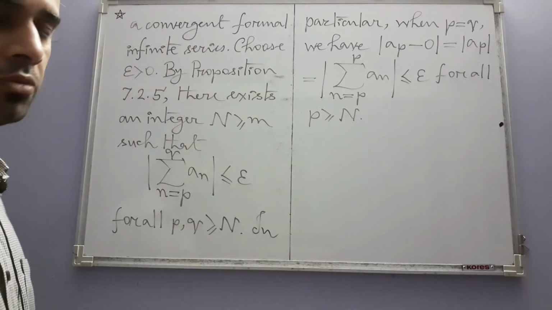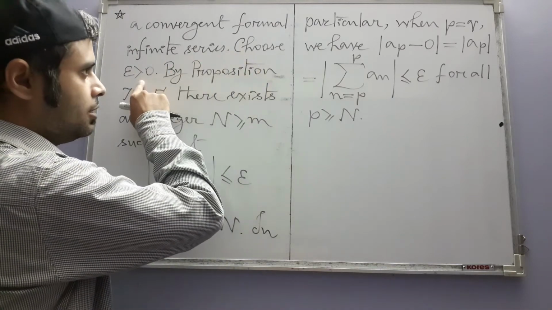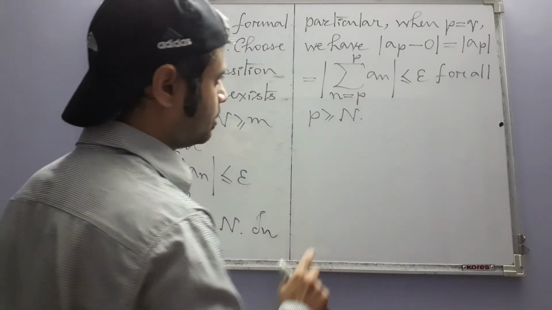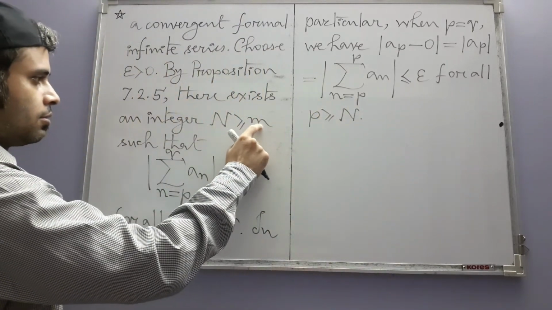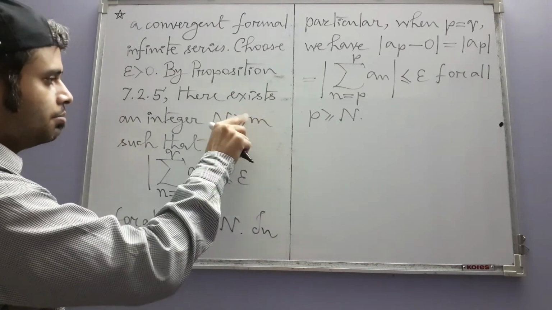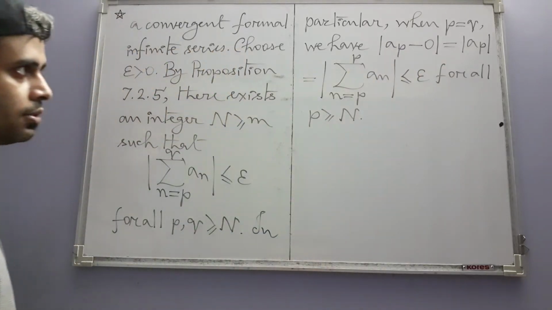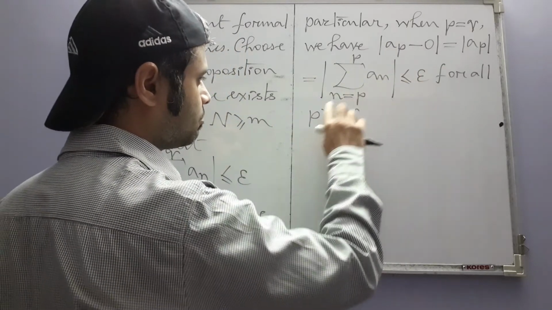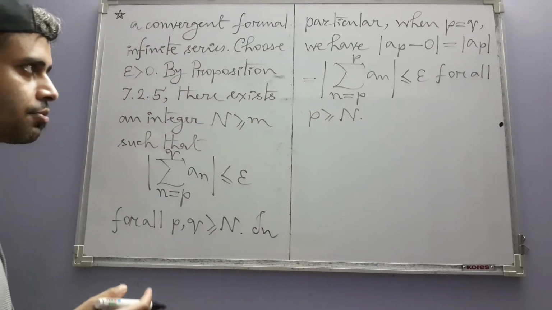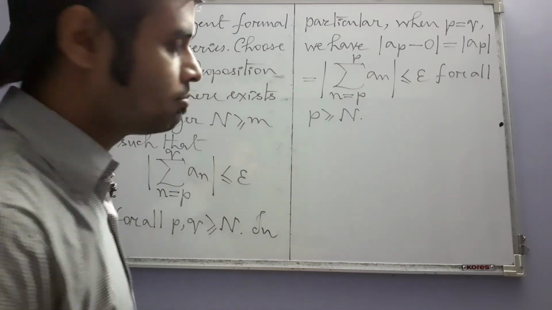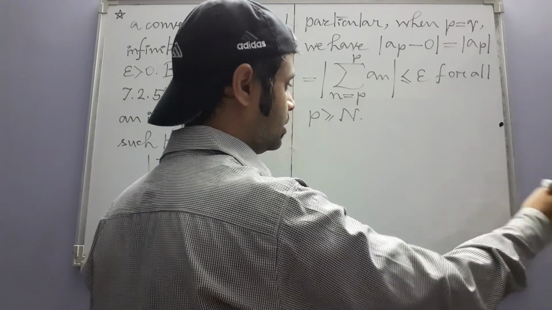So see what we have achieved here. We have been able to show that for any epsilon, any chosen epsilon, a positive real number, there exists an integer n greater than or equal to the least index m, such that the distance between ap and 0 is less than or equal to epsilon whenever p is greater than or equal to n. So this directly implies from the definition of limits of sequences that ap converges to 0.